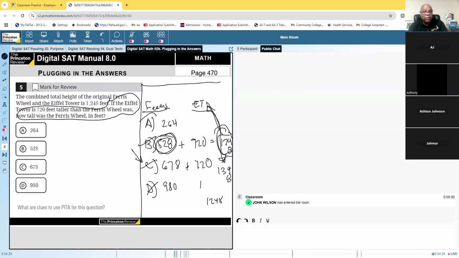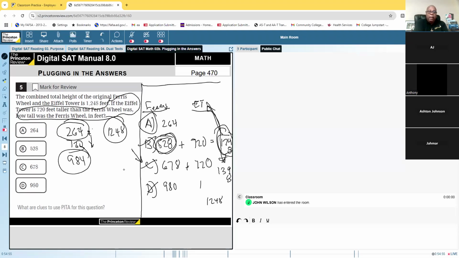And you're right. Then you conclude A is the answer. But why is A the answer? Because we take 264 and we add 720 to it. You get 984 for the Eiffel Tower. You have 264 for the Ferris wheel. If you add those two numbers up, you get 1,248. So be careful not to get lost in the problem, because the 720 was only added to find out what the Eiffel Tower is.